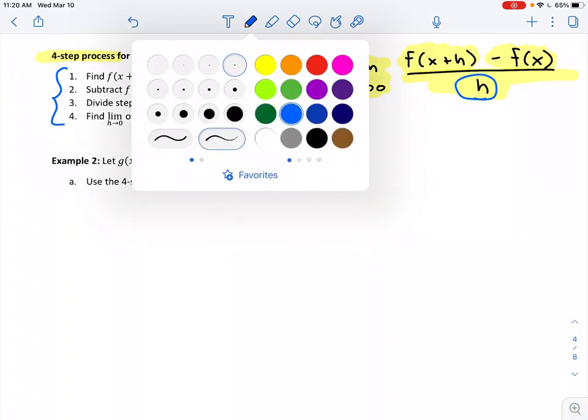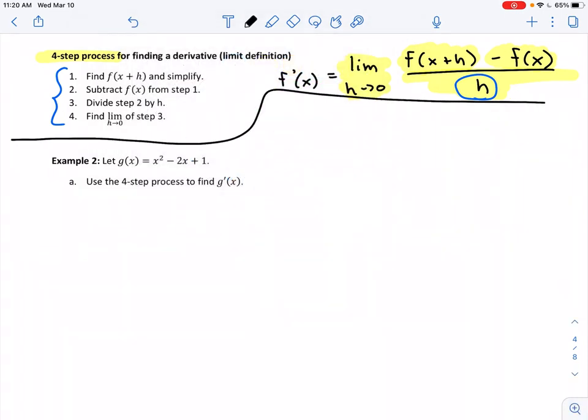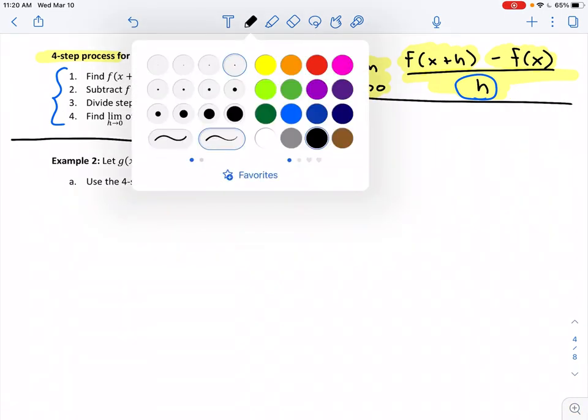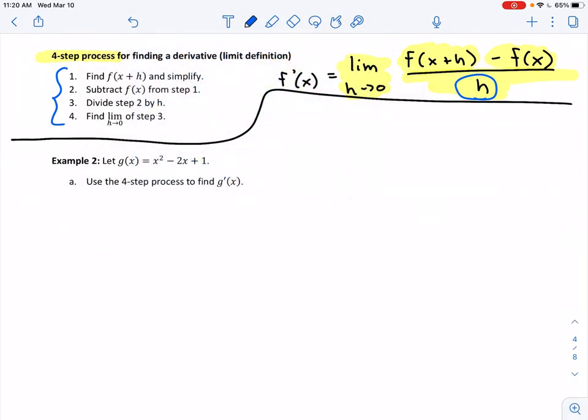So this problem, and these problems in general, tend to take up a lot of room. I'm just going to make sure I use as much room as I can. I'm going to start with step 1 here. I want to find g of x plus h. So I'm going to look at my function g of x. Everywhere I have an x, I'm going to take out that x and replace it with x plus h. So I'll have x plus h quantity squared minus 2 times x plus h plus 1. So I've plugged in x plus h.